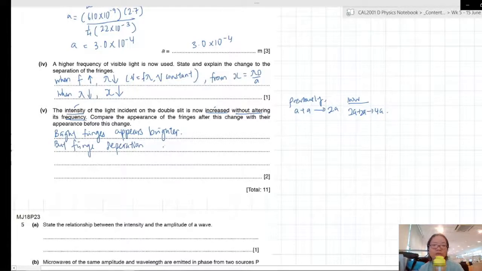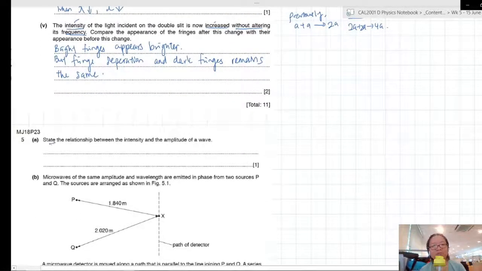Because now we are not increasing just one, we are increasing both. Increasing the light hitting the double slit, so we're increasing both. But the fringe separation stays the same. Dark fringes already cancel out, and will still stay the same. So 1 mark for each statement.